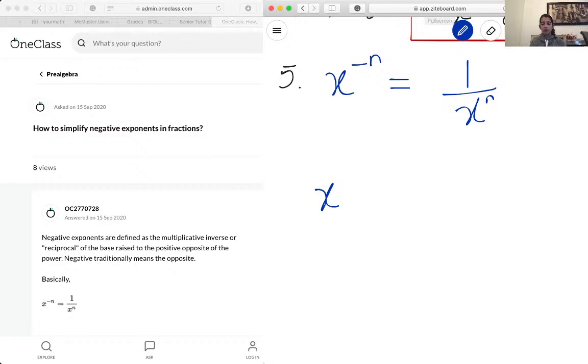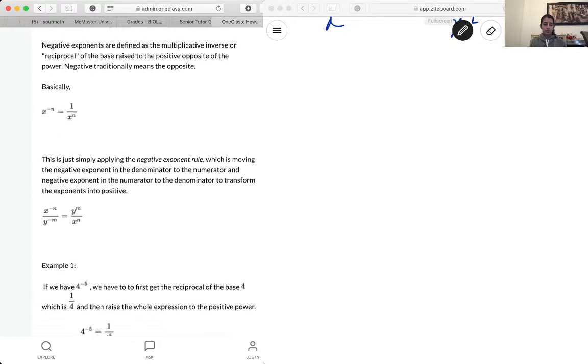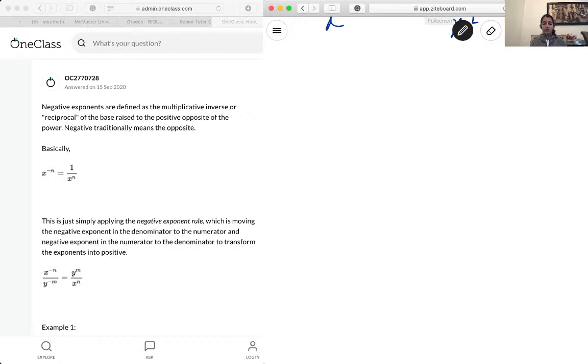So for example, if it was x to the power of negative 2, that basically just means 1 over x to the power of 2. Okay? And also, if we're given two different terms in a fraction and both the numerator and the denominator are raised to the power of a negative exponent, then we do the same thing. x to the power of negative n over y to the power of negative m, when we flip this over, becomes y to the power of m over x to the power of n.